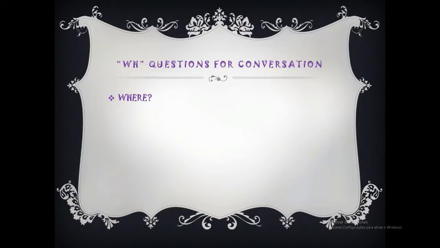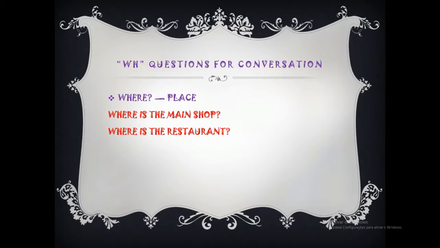Our next WH question talks about place. And whenever you want to know the place, you always use the WH question called where. So I could say, where is the main shop? Or where is the restaurant? Or even, where is Habibi's? So when you want to know the place, you will always use the word where.